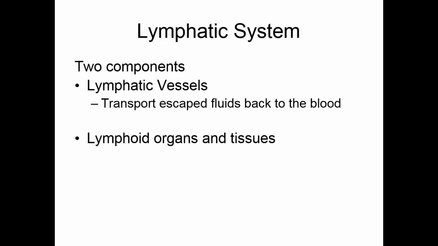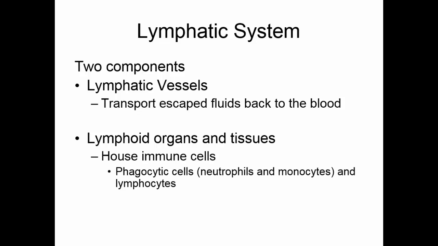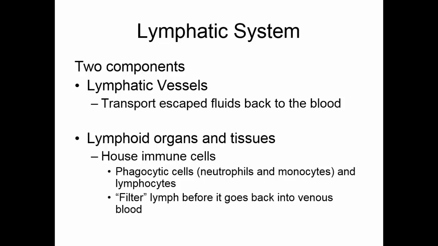The lymphoid organs and tissues house the immune cells. These cells are phagocytic cells like neutrophils and monocytes, and lymphocytes. Some of the lymphoid organs filter the lymph before it goes back into the venous blood supply. The lymphatic vessels help drain fluid from the tissues that's left behind after nutrient exchange.